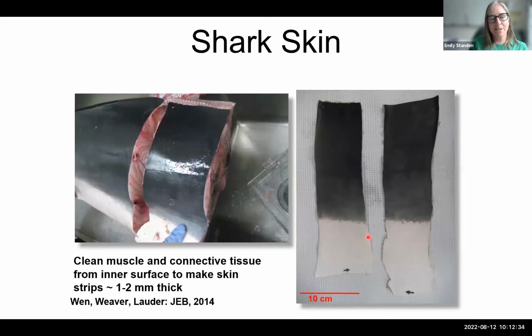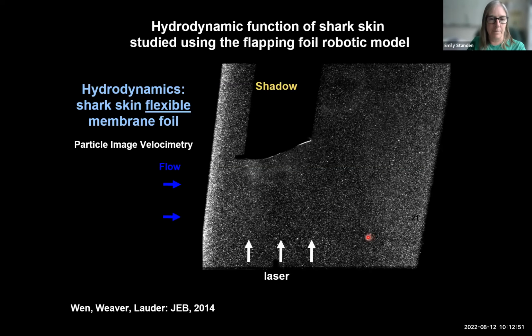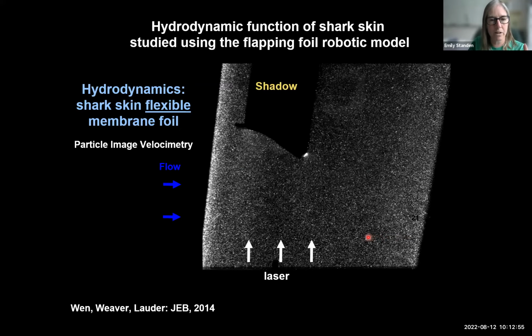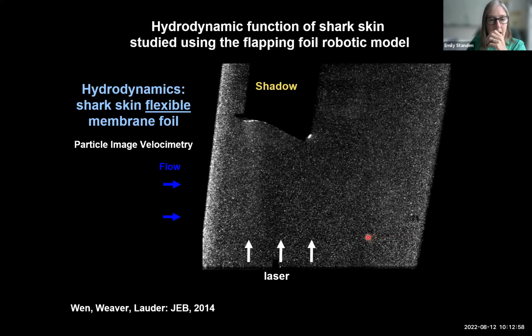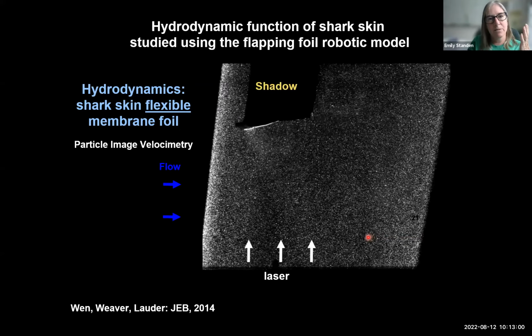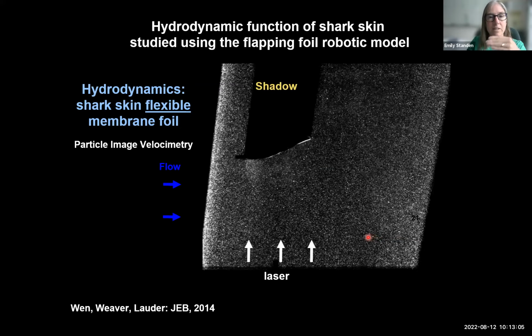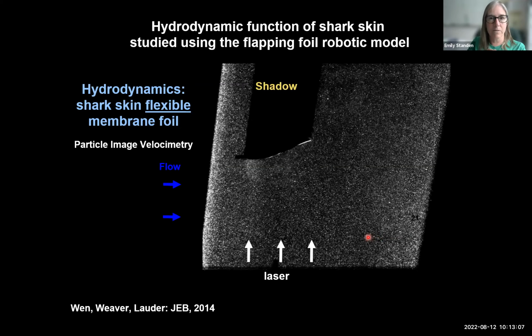And so this is a really cool example of taking biological material and combining it with the flapping foil to get more data. And so they took the skin of a shark and put it onto a flexible foil and flapped it. And as they flapped it, they measured the hydrodynamic forces. So this is a flapping foil in a laser light sheet. And they compared the foil covered in skin with a plain foil and understood differences in the hydrodynamic performance of the shark skin.